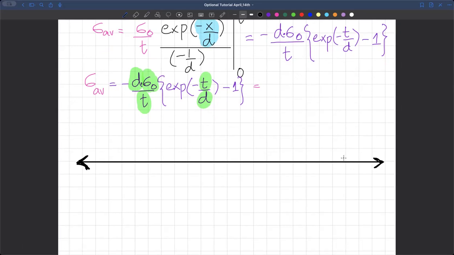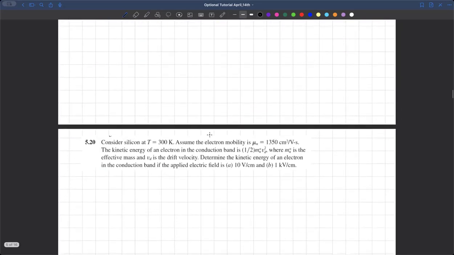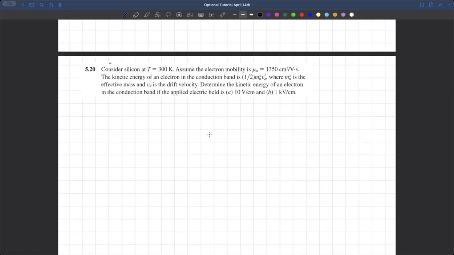Okay, now we've done this one, 5.20. So what do we have here? Consider a silicon at 300K. Assume the electron mobility. The kinetic energy of an electron in the conduction band is this. Another thing, like the velocity of the carriers, there are two velocities that they might talk about. One is the drift velocity, and the other one, the thermal velocity, okay? Just to give you information about the velocities. I don't know if we will be using that here.